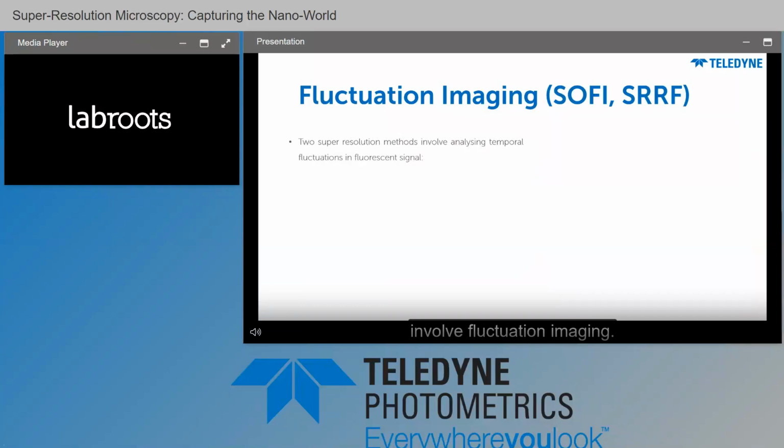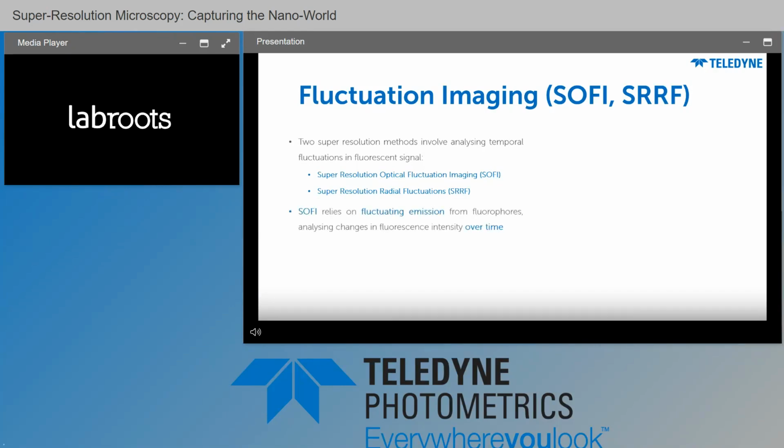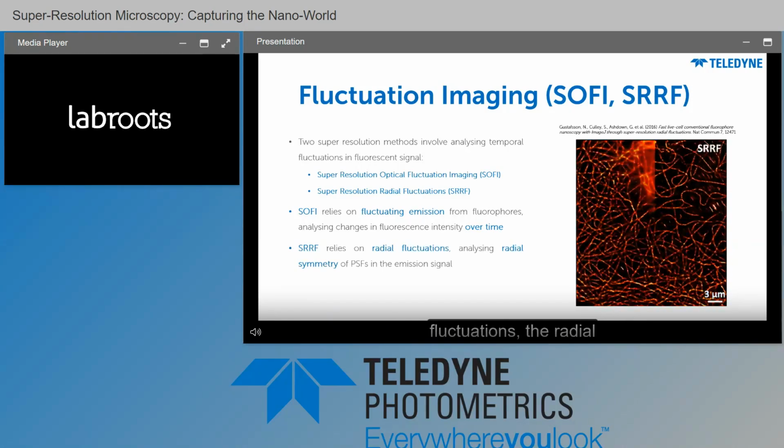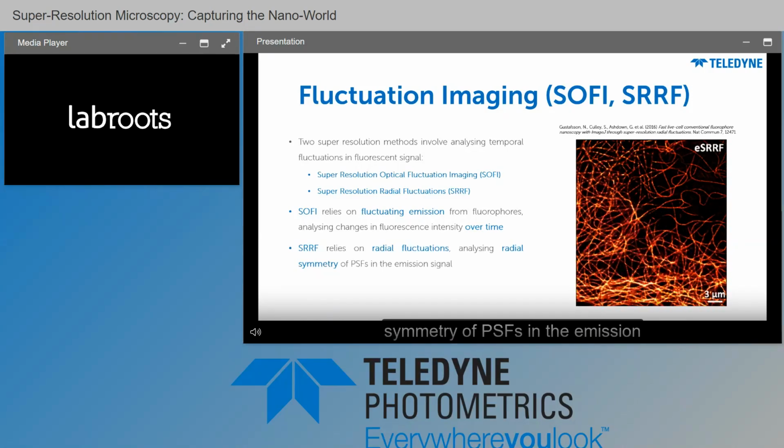Another set of techniques involve fluctuation imaging. This is where you analyze temporal fluctuations in the fluorescent signal. And there are 2 I'd like to discuss. There's SOFI, super resolution optical fluctuation imaging, and SURF, super resolution radial fluctuations. SOFI relies on imaging the fluctuating emission from fluorophores, so essentially the changes in fluorescence intensity over time. SURF relies on imaging radial fluctuations, the radial symmetry of PSFs in the emission signal and how that changes.